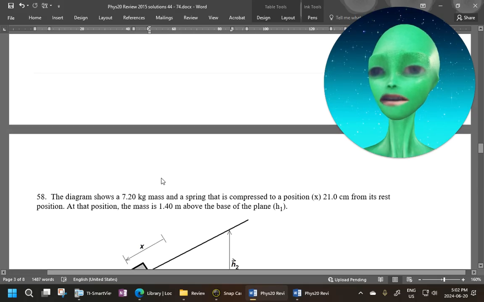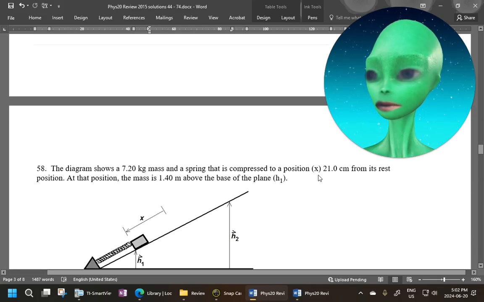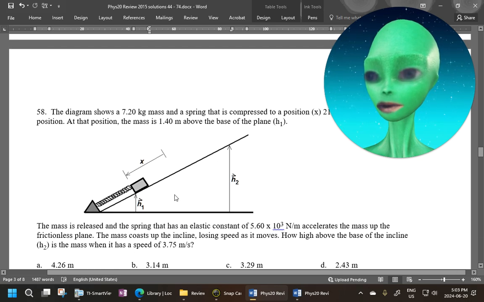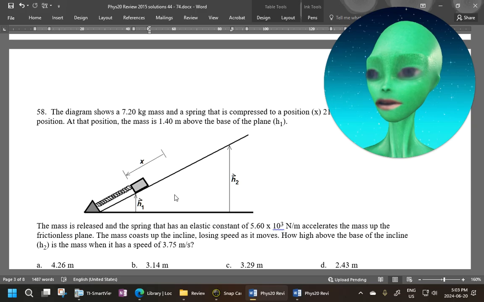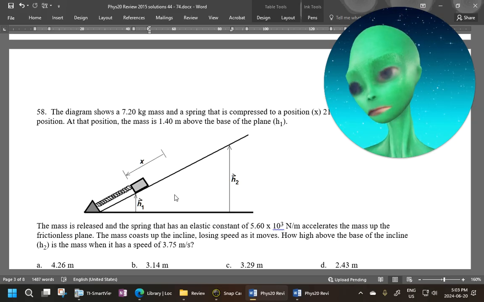Okay, in the diagram shown, the spring is compressed at 21 centimeters. At this position, the mass is 1.5 meters above the ground. The mass is released and shoots up. The spring's elastic constant accelerates the mass up the frictionless plane. It coasts up, losing speed as it moves. How high will it be when it has this speed?